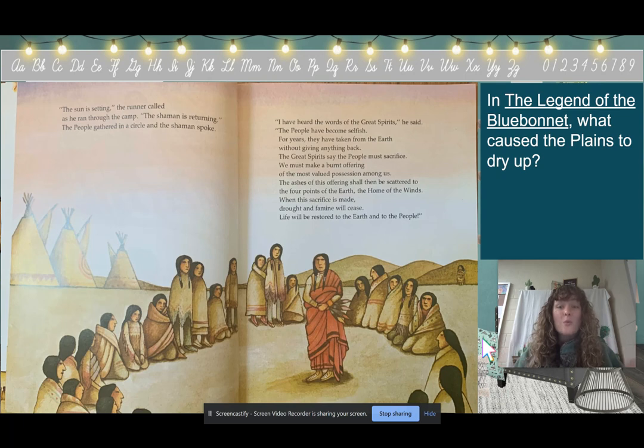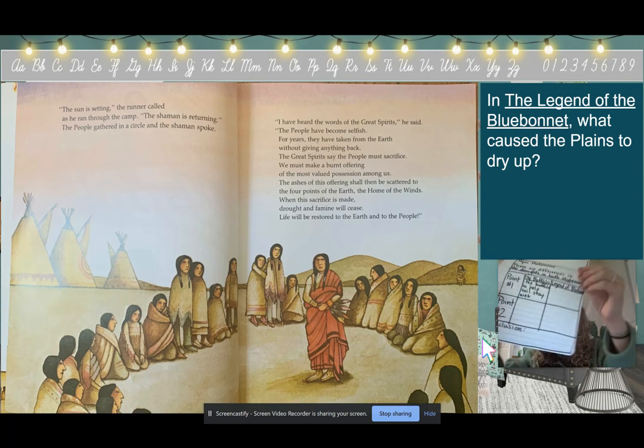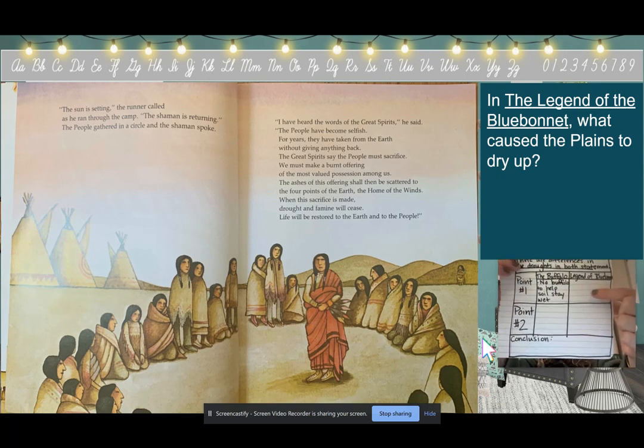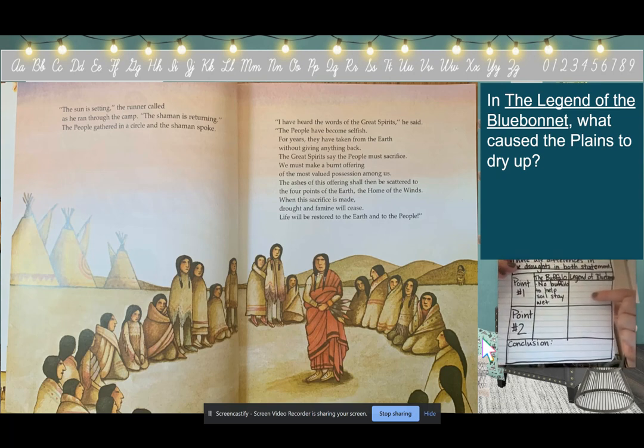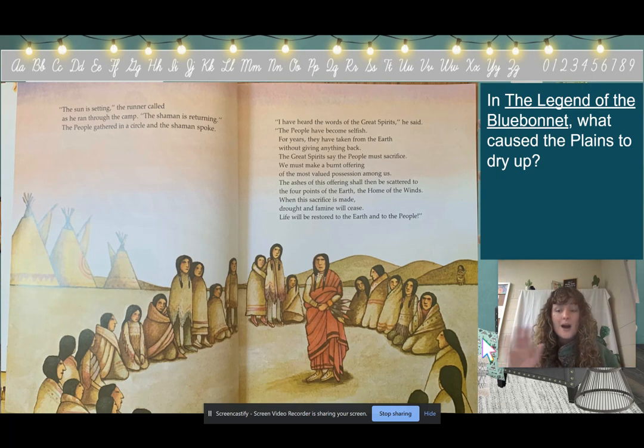Okay, so what caused the drought in the legend of the blue bonnet? Why were the Comanche people not getting rain? I want you to write why they were not getting rain right here. Okay, so pause the video and write in that box why the Comanche people were not getting rain.